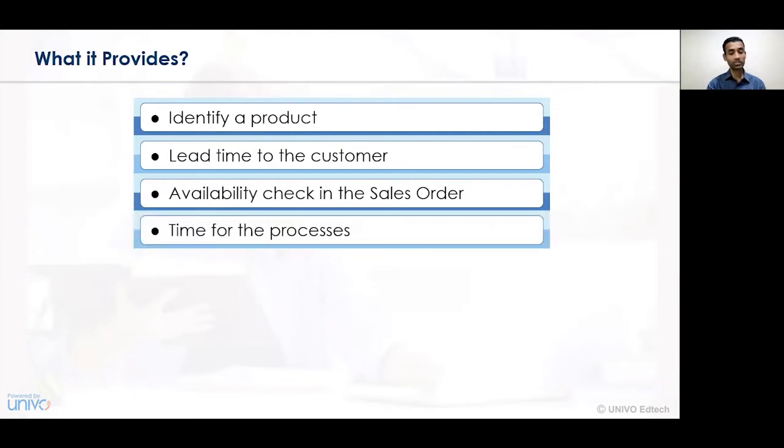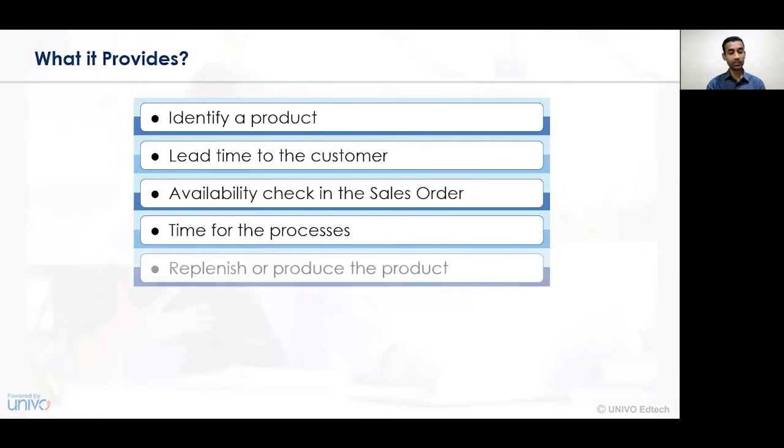The time for the processes. As we have seen, MTO is an extension or next level of ATO, and as ATO is a time-bound series of activities, MTO is also a time-bound activity. All those activities conducted in terms of MTO are of a certain specified time period, and they are undertaken with a sequence or flow of activities. Replenishment or reproducing the product.